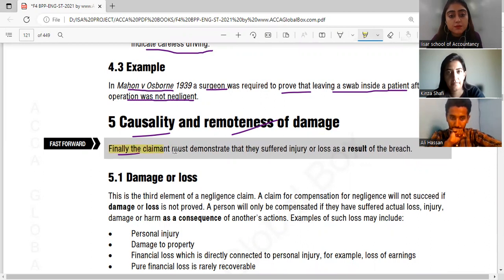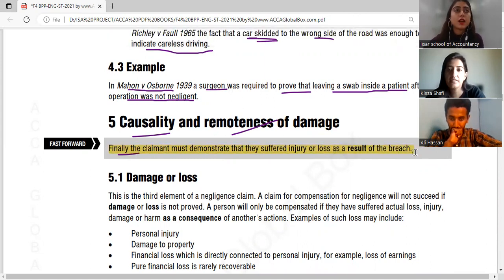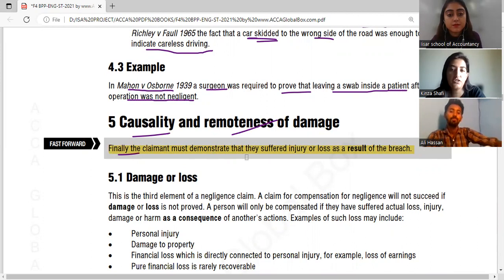Kinza: Finally, the claimant must demonstrate that they suffered injury or loss as a result of the breach. Now, the final step is that they have to prove that, due to the carelessness and negligence, there was a cause, and now they have been injured, so they have to prove that.